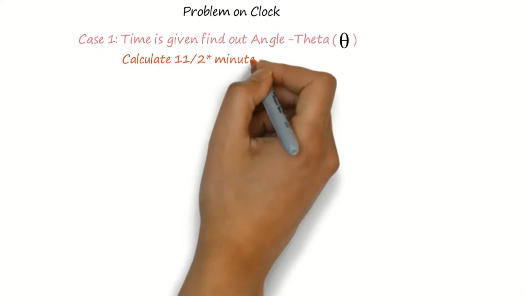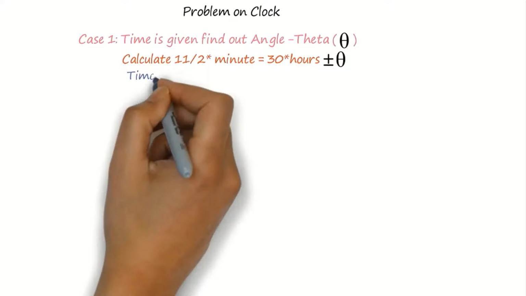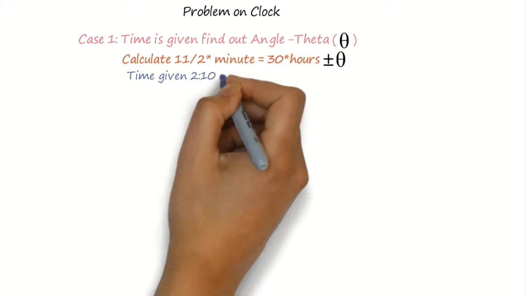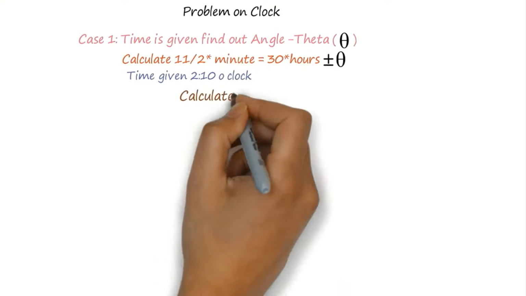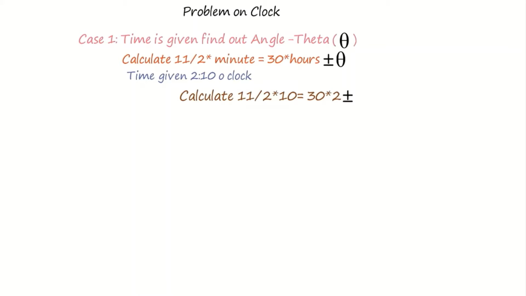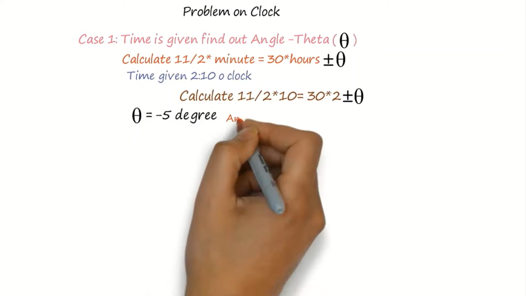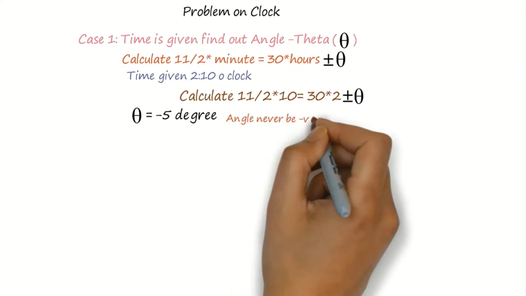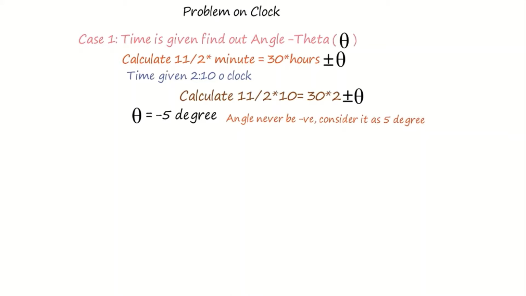You have to use the formula 11 by 2 into minutes is equal to 30 into hours plus minus theta, the angle. If time is given as 10 past 2, in place of minute you put 10 and 2 will be placed at right hand side in place of hour. Since evaluated angle is minus theta, taking minus both sides we get theta equal to 5 degree.